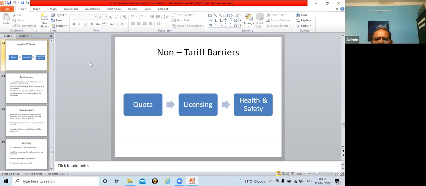After this, trade barriers, non-tariff barriers. Non-tariff barriers go through three: quota, licensing, and health and safety. So a particular quota is being given.